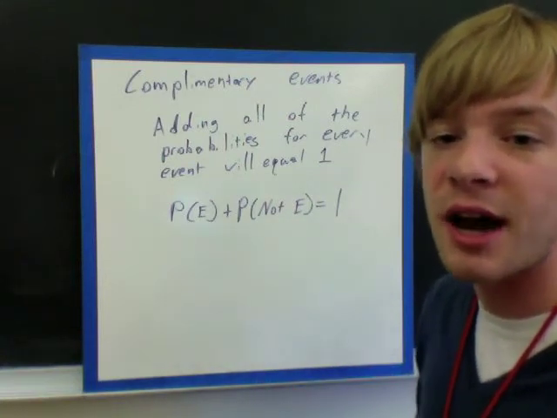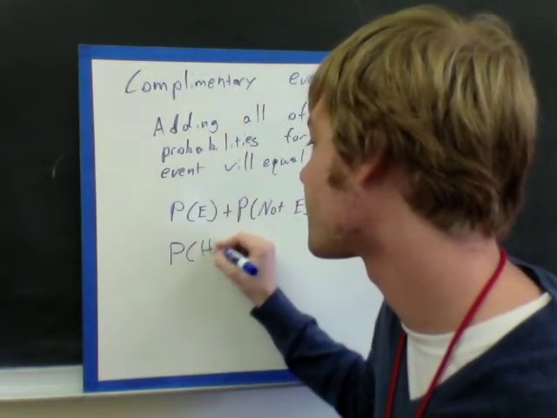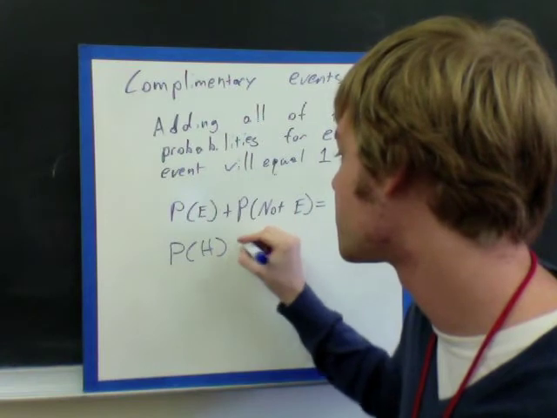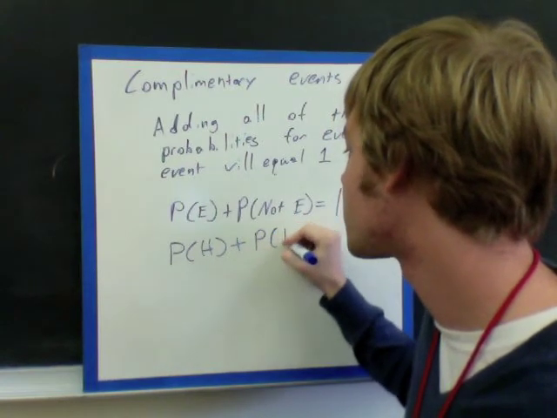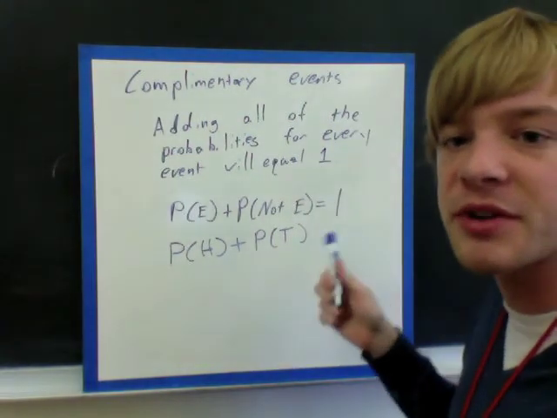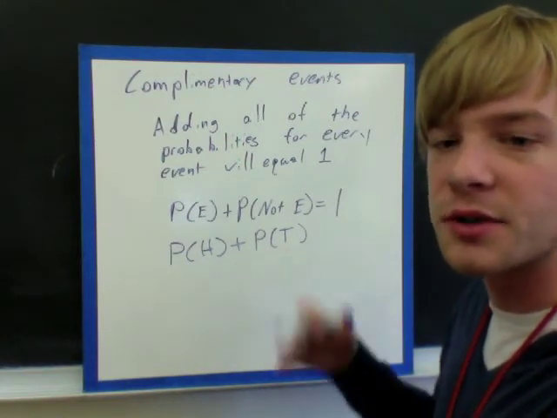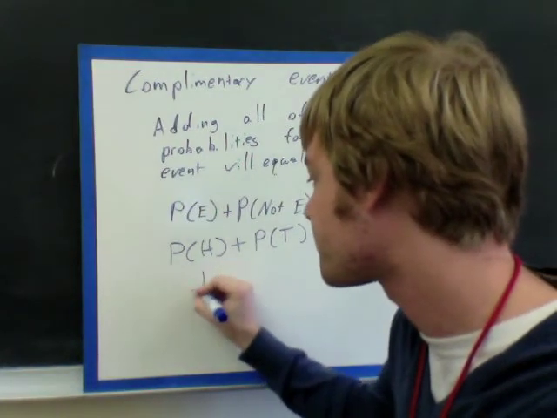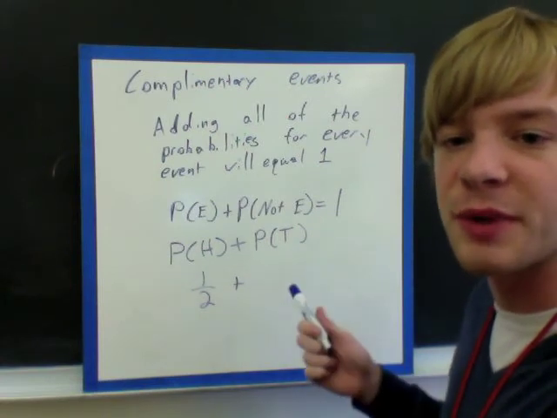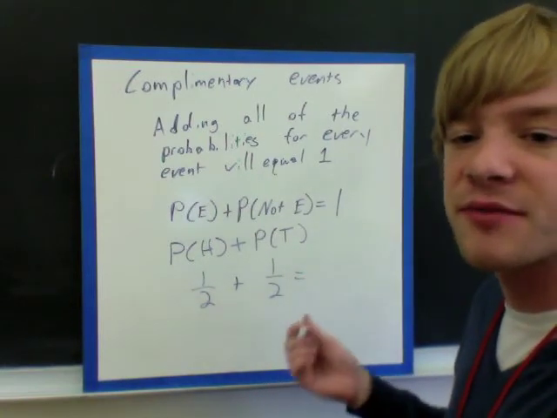So for instance, I've got probability of heads plus the probability of not heads, or tails, and we should know that if these are complementary events, this should equal 1. Well, the probability of heads, there's 1 heads over 2 possibilities, that's 1/2. Probability of tails, well, there's 1 side that's tails over 2 possibilities, that's also 1/2. And if we add 1/2 plus 1/2, that should give us 1.